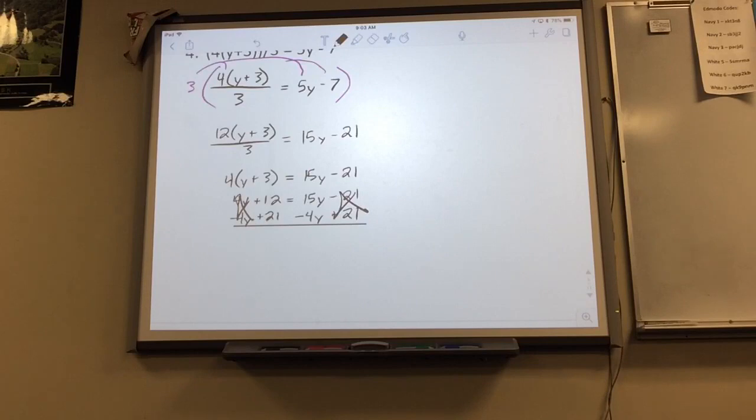Something's wrong. Oh, no, it's not. 11y equals 33. I do not get a negative, so that is positive 3. Did anybody else get positive 3 there? Good.